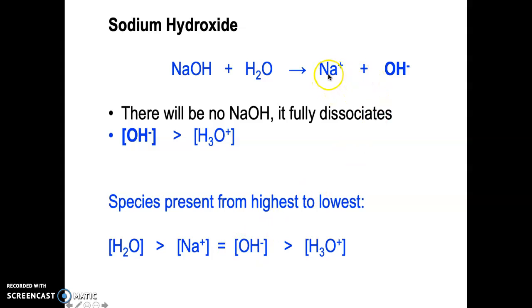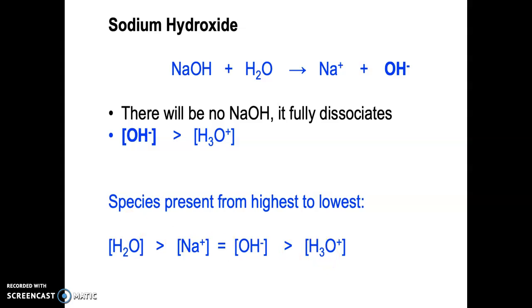The reason that they're equal is because for every sodium hydroxide that dissociates, it's a 1-to-1 ratio, so you produce 1 sodium, 1 hydroxide. What it does mean, though, is that because you're producing a lot of hydroxides in this reaction, their concentration will be much higher than the hydroniums.